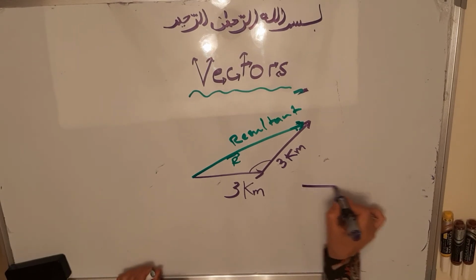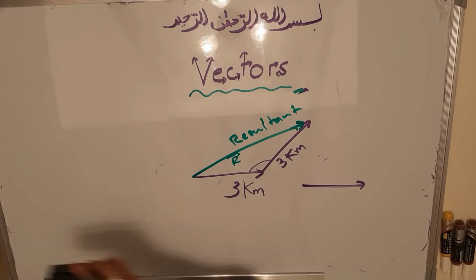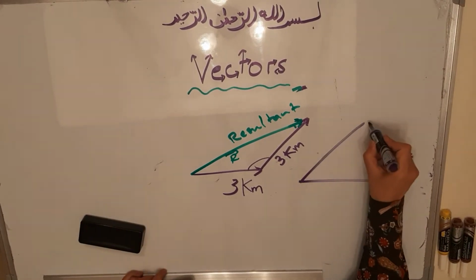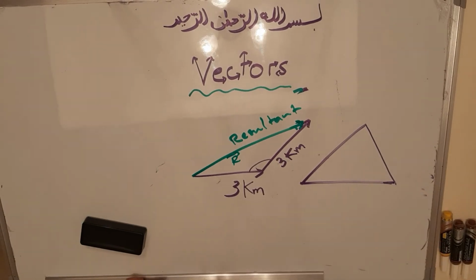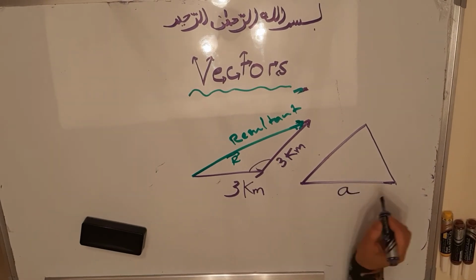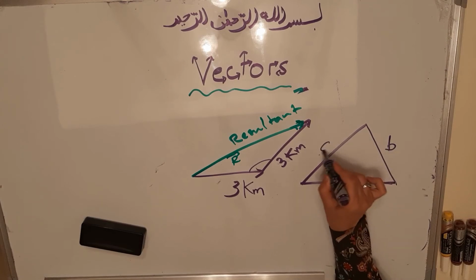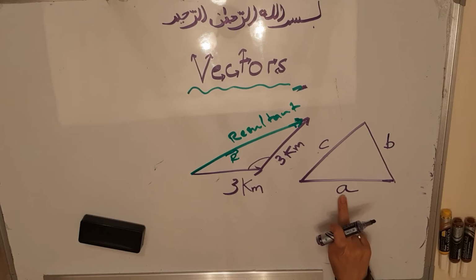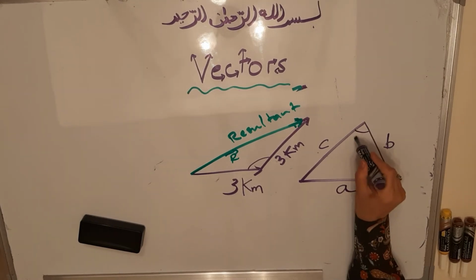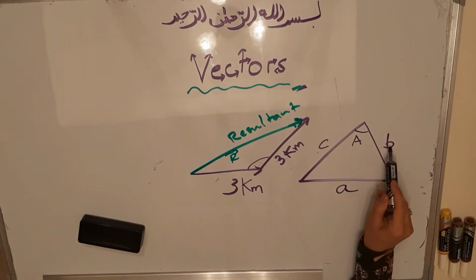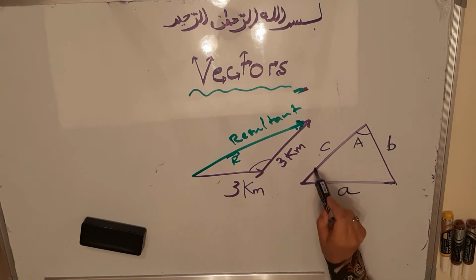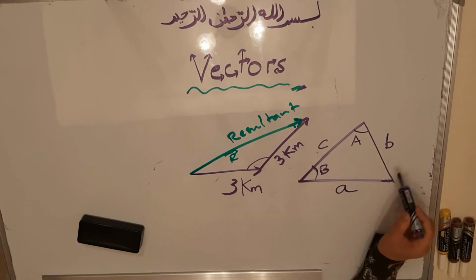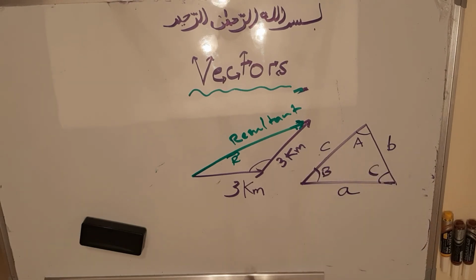And this resultant R is going to have a magnitude that is given by this formula. So if we have a triangle, let me draw a triangle here. If we call this side A, and this side B, and this side C, we have a convention of calling the angle that's facing A, capital A, and the angle facing side B, capital B, and the angle facing side C, capital C.